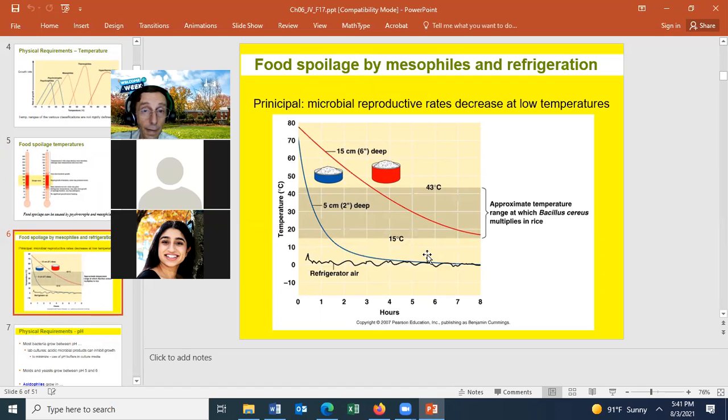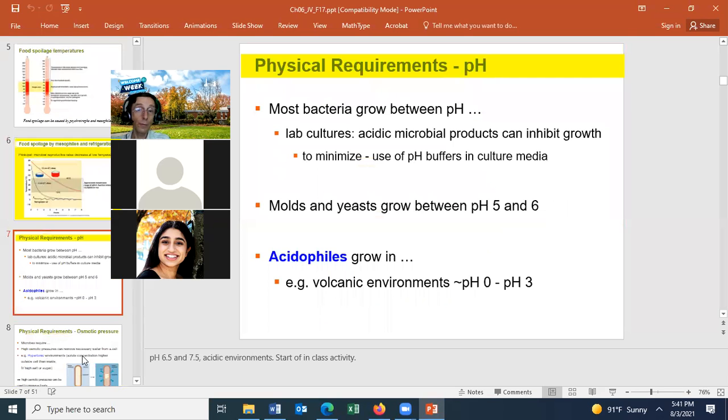All right, any question about food spoilage by mesophiles? If not, let's move on to other physical requirements. pH. Most bacteria grow around a pH of 7. So we can say between pH 6.5 and 7.5. When you leave that pH range, most bacteria will have a slower growth or will not grow.